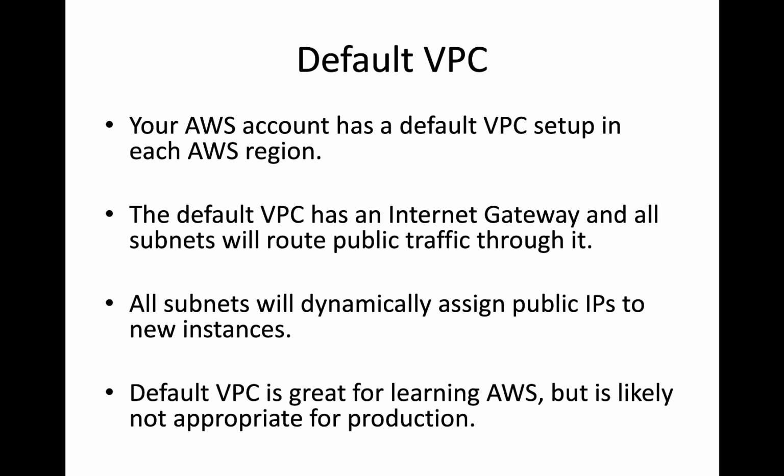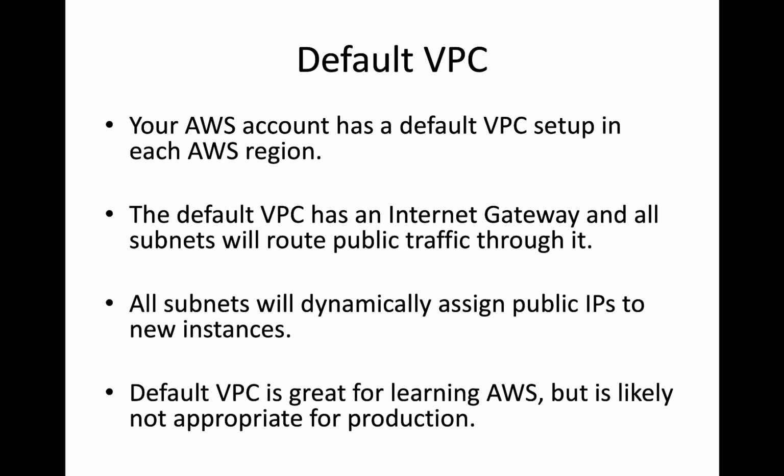And every subnet that's set up within the default VPC is essentially a public subnet. So it will automatically assign public IP addresses to new EC2 instances that you launch. And again, this is all done for convenience purposes. It's to make it easy for you as a new customer to onboard AWS and begin immediately launching EC2 instances.